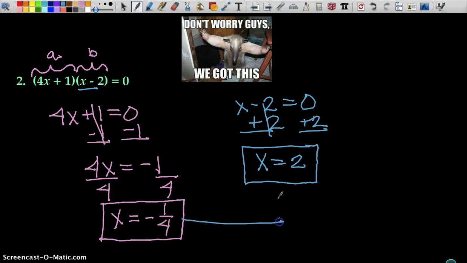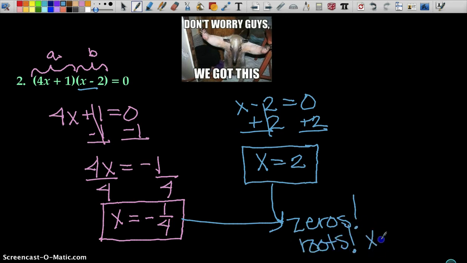And remember that the solutions are also zeros. And remember those are the same as roots or x-intercepts.